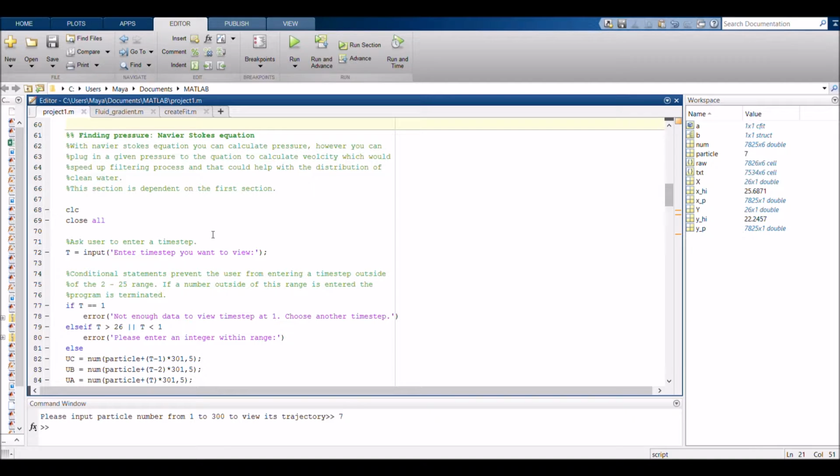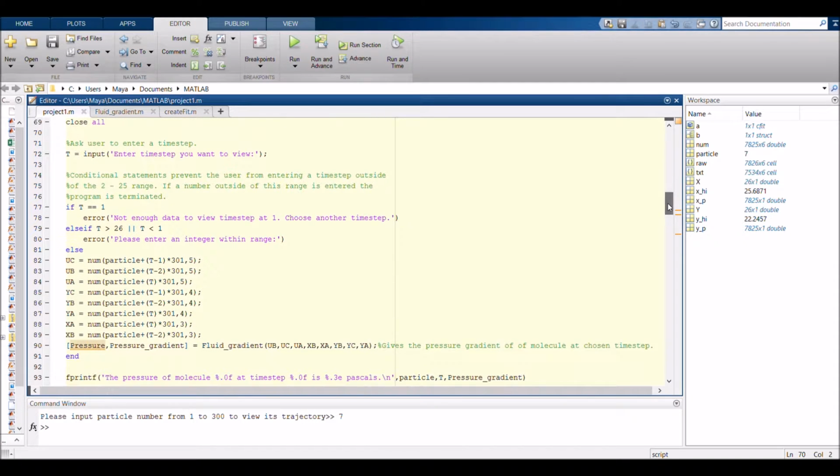In the next section, we use the Navier-Stokes equation to calculate the pressure and the pressure gradient. We first ask the user to input a timestamp they want to see. If the timestamp is equal to 1, there will be an error as we are not able to provide information for this timestamp, given that the Navier-Stokes equation uses a parameter from before the timestamp and after, and there's nothing before 1. The timestamp given must be between 1 and 26, or you will get an error.